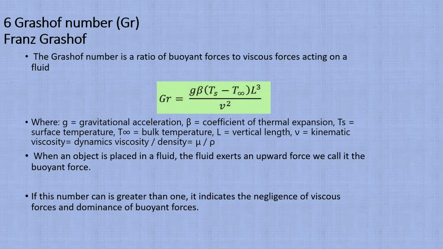Now number 6 is Grashof number, Gr. It is the ratio of buoyant forces to viscous forces, and mathematically it is equal to g into beta.